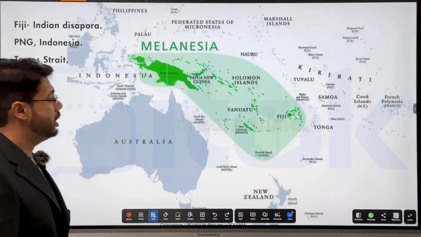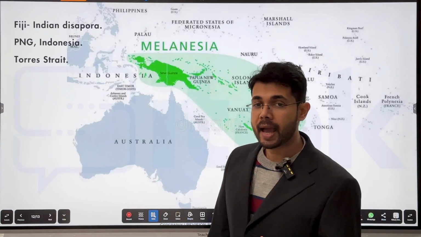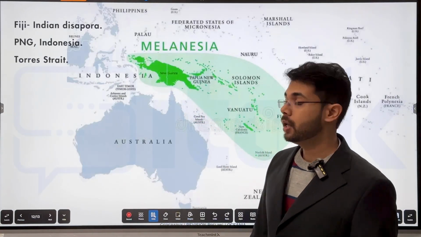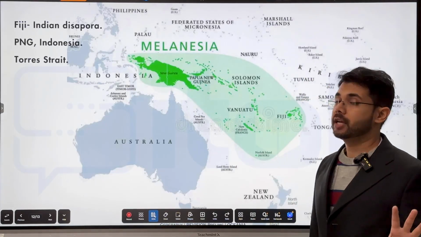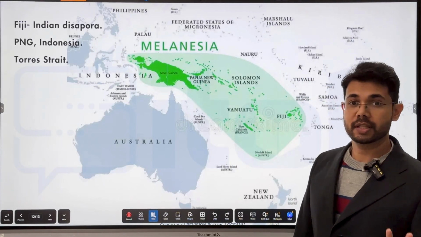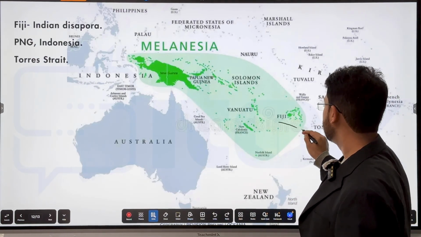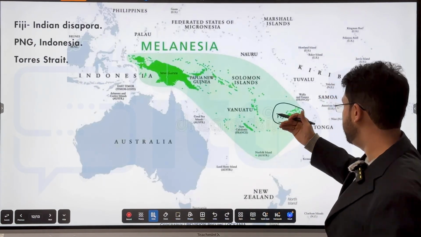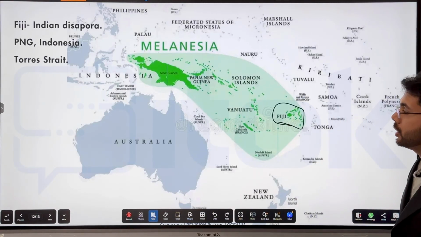Finally, Melanesia. Melanesia is the most important of all three, especially because it is close to Australia and close to Indonesia. You need to know about Fiji because of the Indian diaspora. One of the biggest Indian diasporas is in Fiji, and that forms in Melanesia, right over here. It borders the Polynesia region, and that's where the Fiji Islands are.